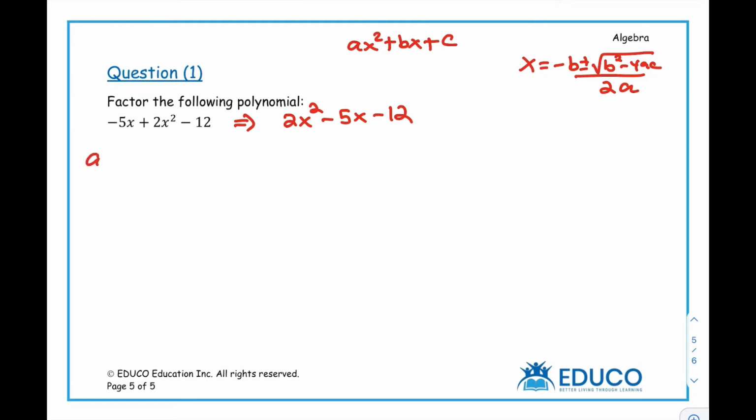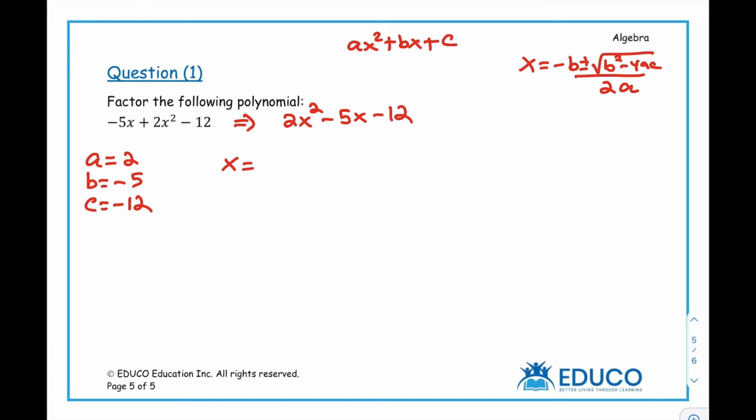So my a value is the coefficient in front of the x squared term. In this case, that's equal to 2. My b value is the coefficient in front of the linear term, or in front of x. So that's -5 in this case. And then c is the constant at the end. So that's -12. So now I can start plugging these values of a, b, and c into the quadratic formula.